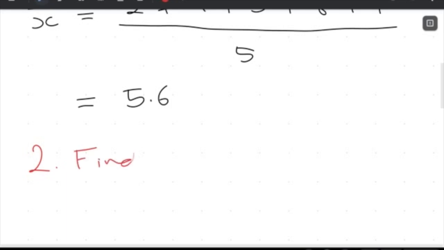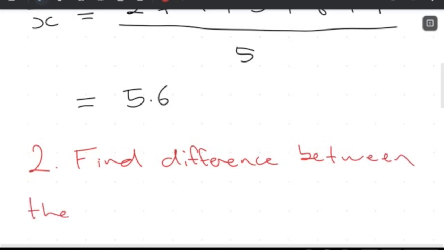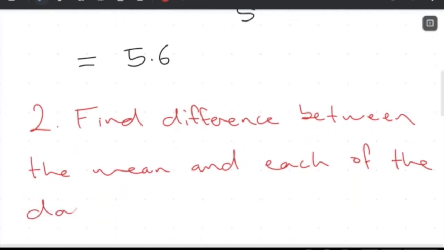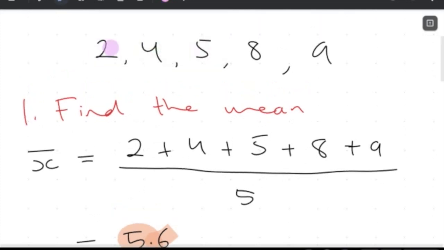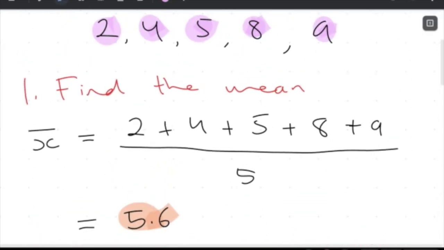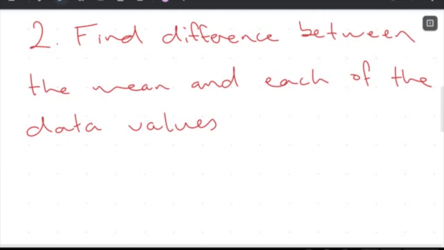So find the difference between the mean and each of the values. I'll call these each of the data values, these data points here. Now that we have a mean of 5.6, we want to find how far each of these unique data points are from the mean. So we're going to subtract, or find the difference between each of these and the mean.